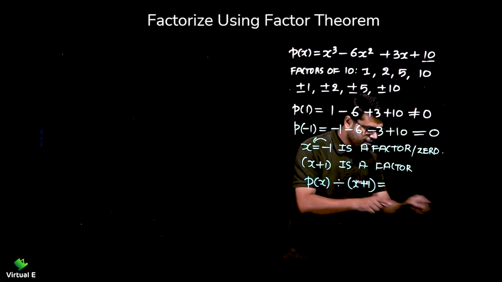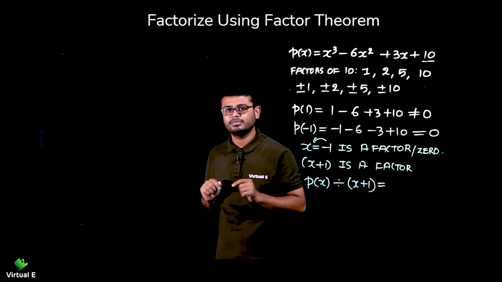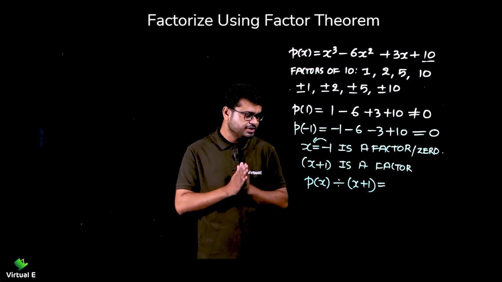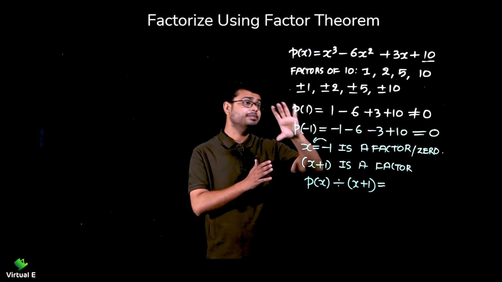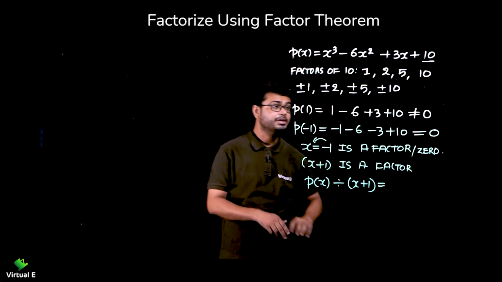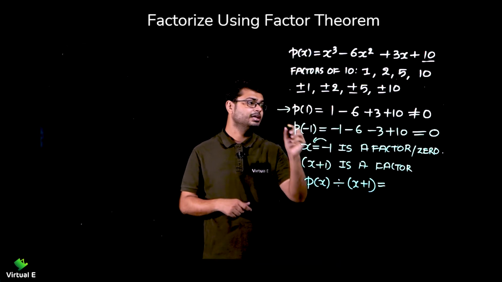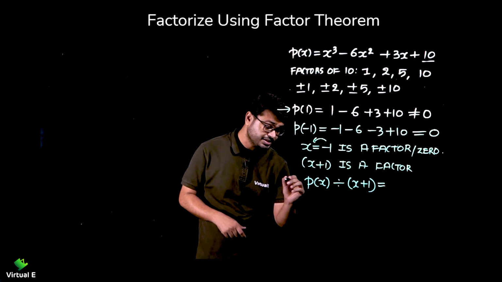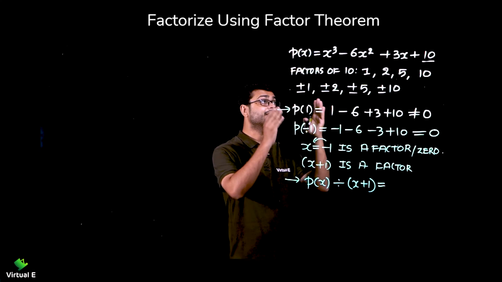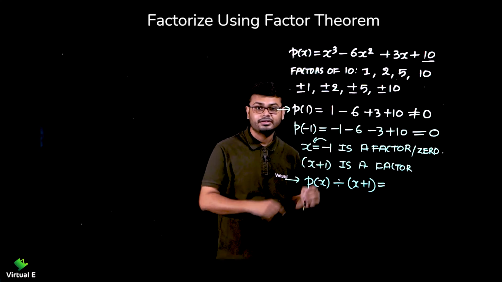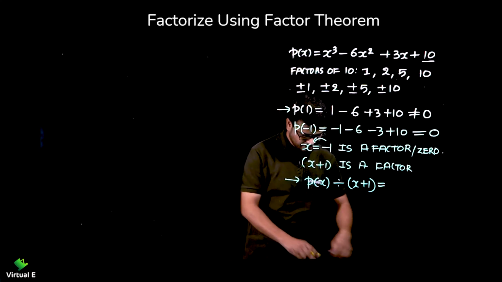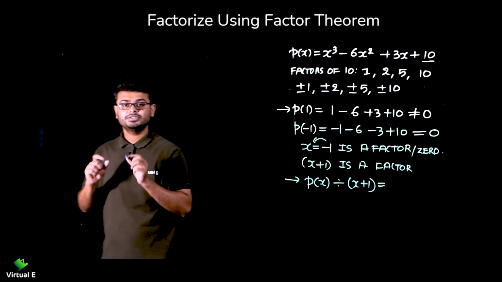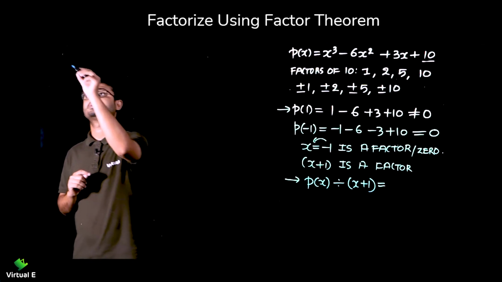Now we will get a quadratic polynomial here. We will find the factors of that quadratic polynomial. So this is how we are going to do it. Now the first step is done, right? We were supposed to get at least one factor, and we got one factor, that is x plus 1. Now the second step, we are going to divide this polynomial by the factor and see what we get. So let's start with the long division algorithm that we discussed in the previous session.